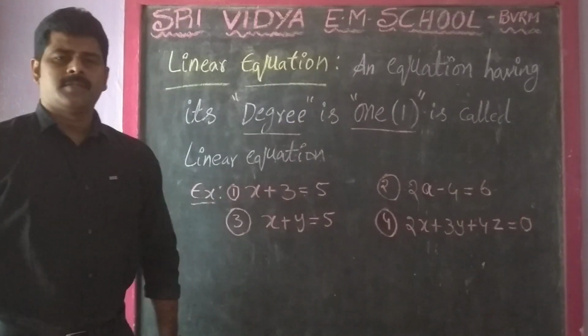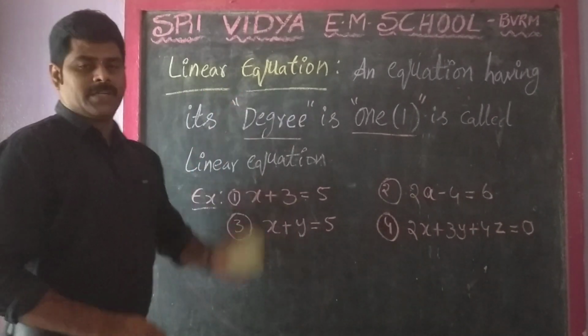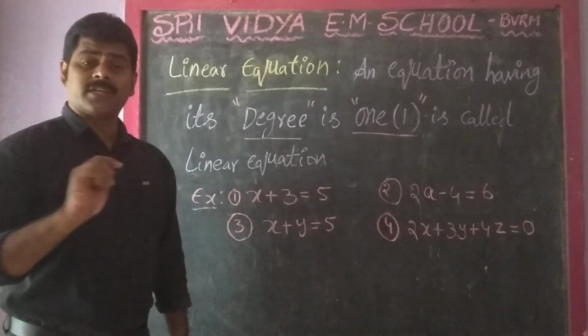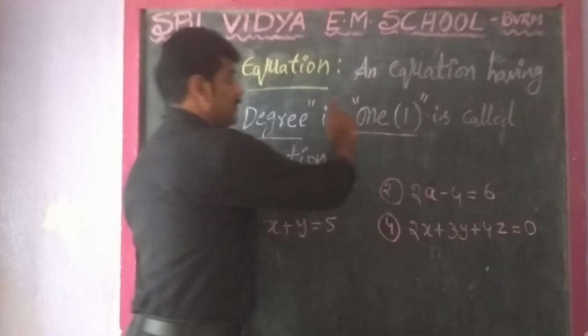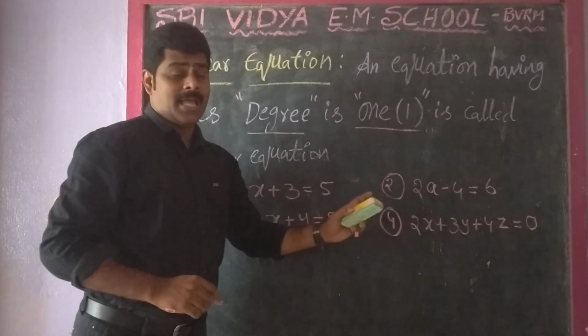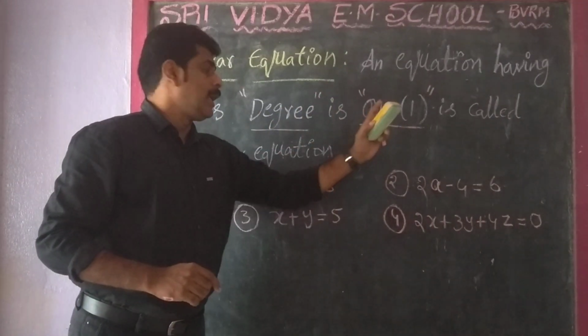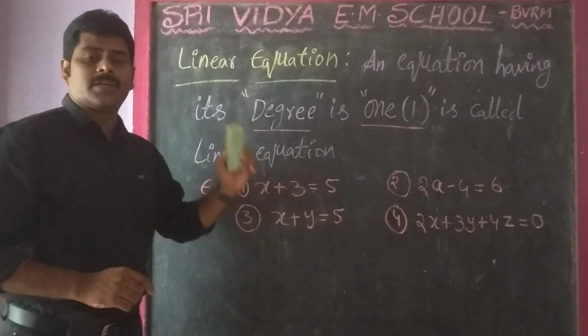Then comes the concept of linear equation. What is a linear equation? An equation having its degree as 1 is called a linear equation.